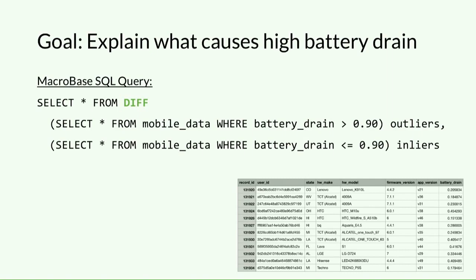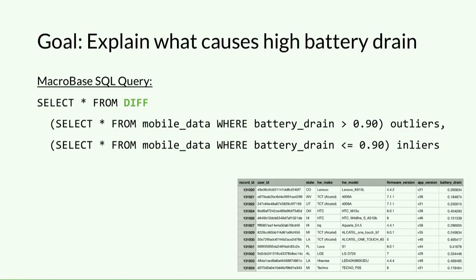Basically, MacroBase is taking a statistical approach to finding explanations. You want to explain high battery drain. So I'm going to find highly correlated features in my data that are present in the outliers table, the high battery drain table, but are not present or very unlikely to be found in the inliers table.